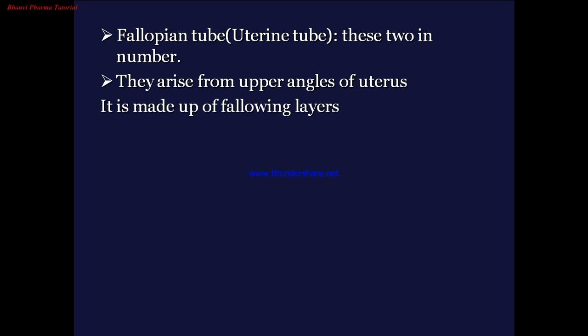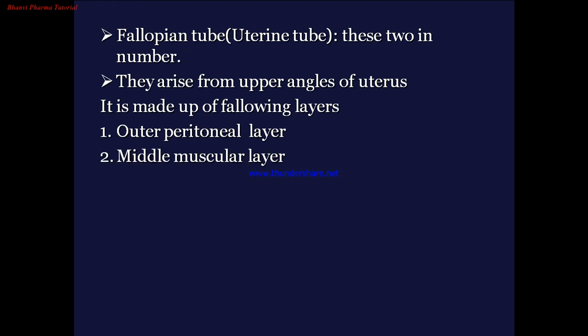It is made up of the following layers. The first one is the outer peritoneal layer, the second one is the middle muscular layer, and the third one is the inner mucous layer. The fallopian tube contains three layers.